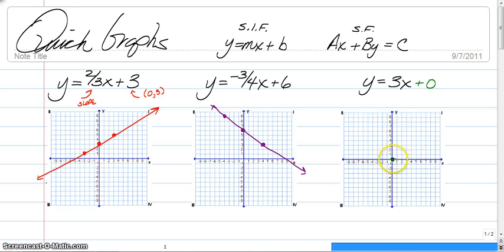So then all you have to do is go up 3 and over 1. Remember, you are not going 3 over 0, you go 3 over 1, because 3 over 0 would be undefined. 3 over 1 is 3. So you got your points, draw a nice straight line, and you are good to go. So that's some graphing with some slope-intercept form.